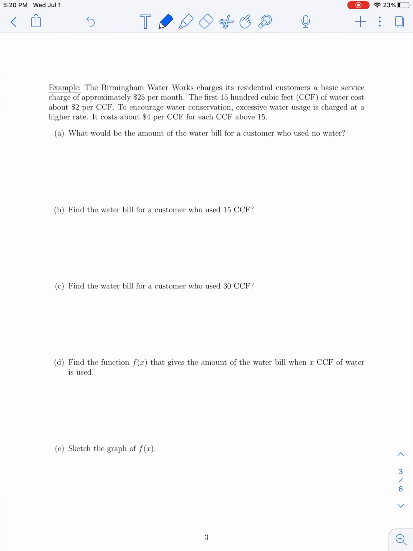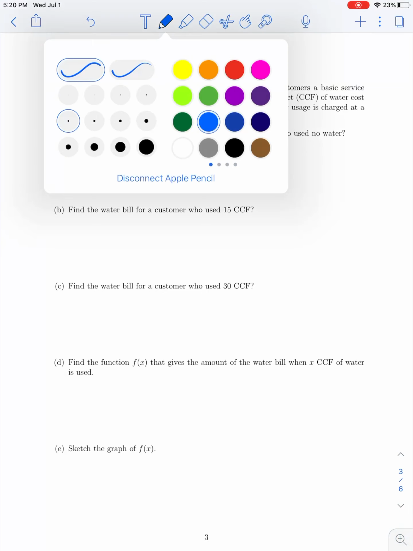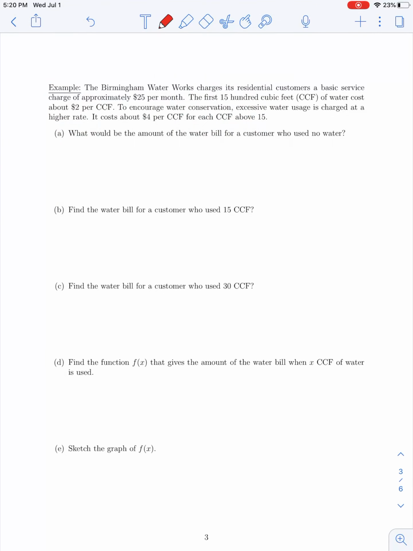So let's look at some examples, maybe involving the graph of a piecewise function, or a piecewise function in, say, economics or business. So for this next example, we are told the Birmingham Waterworks charges its residential customers a basic service charge of approximately $25 per month.